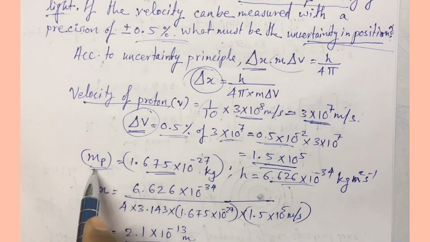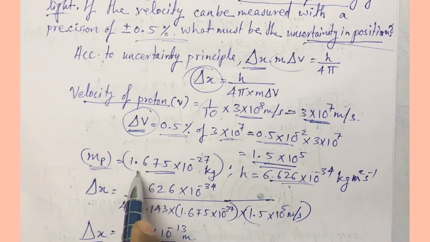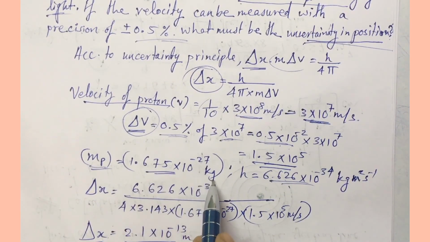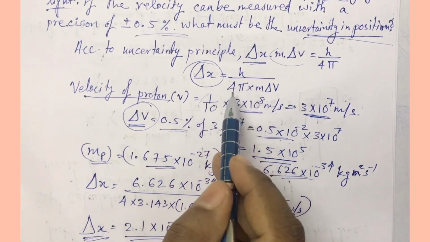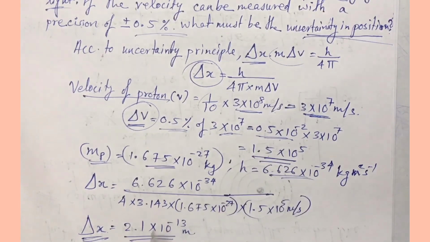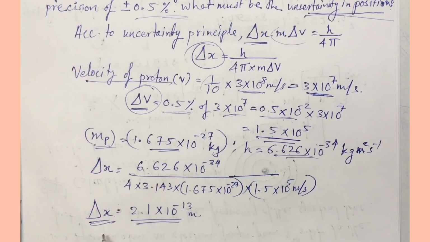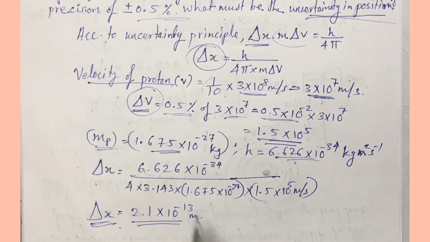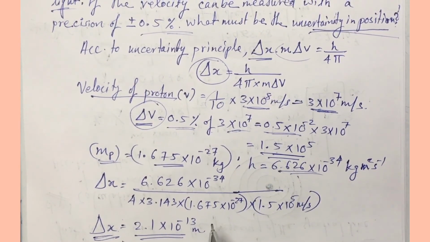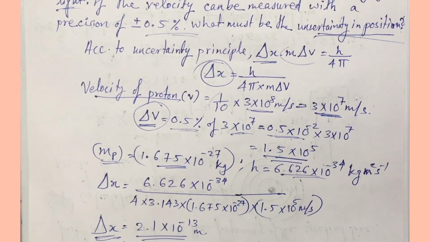Then we know that the mass of proton is 1.675 into 10 raised to minus 27 kg, and Planck's constant also we know. So we put all these things in the formula, delta x is equal to h by 4 pi into m delta v. So we got the value as delta x is equal to 2.1 into 10 raised to minus 13 meter. So I hope this is understood to everybody. Okay, practice this type of questions from the refreshers or from the internet, and make sure that you are able to do such type of questions.